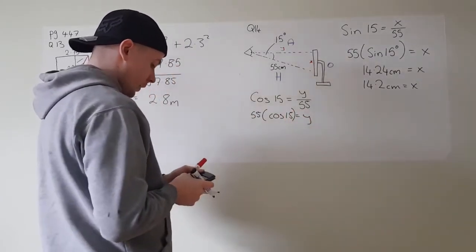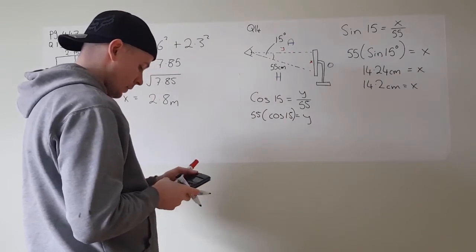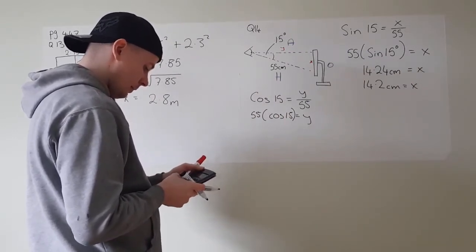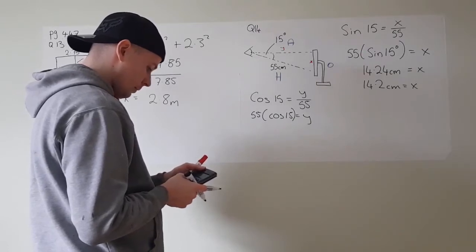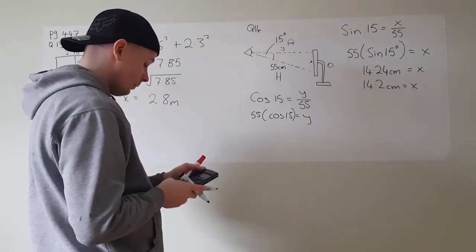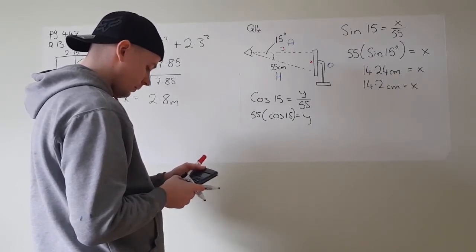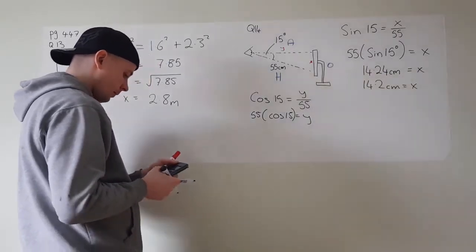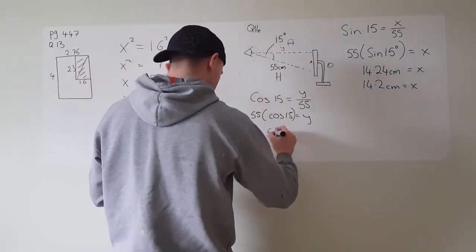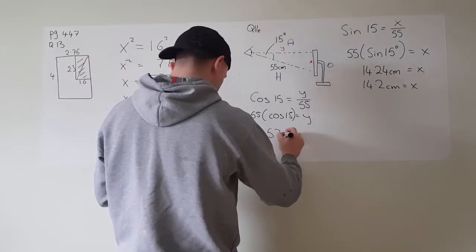So 55 cos of 15, and that's telling us that it is 53.1.